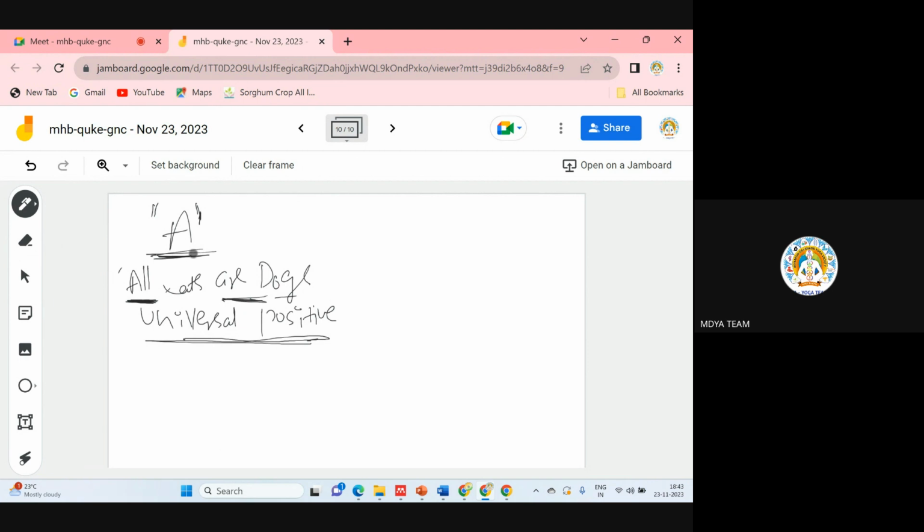An A-type statement, for example, means "All cats are dogs." We call this A-type statement universal positive. Why are we calling this universal? Because it includes all the subject. It is talking about all the subject, and the quality is also positive. That's why these statements are known as universal positive statements, or A-type statements.